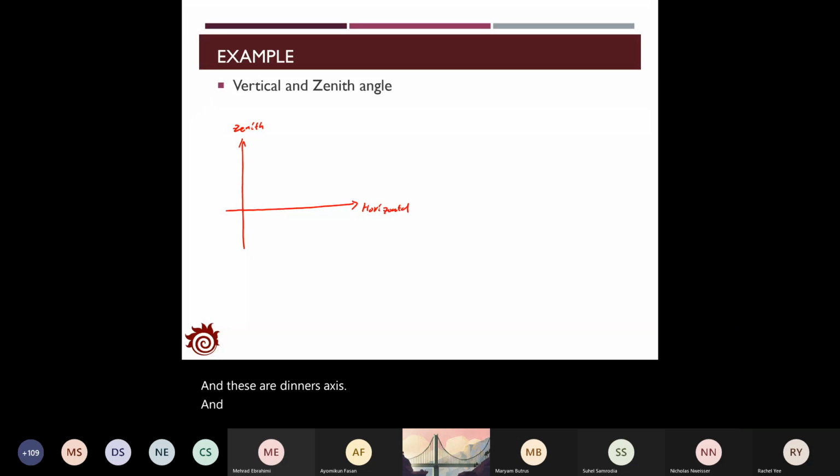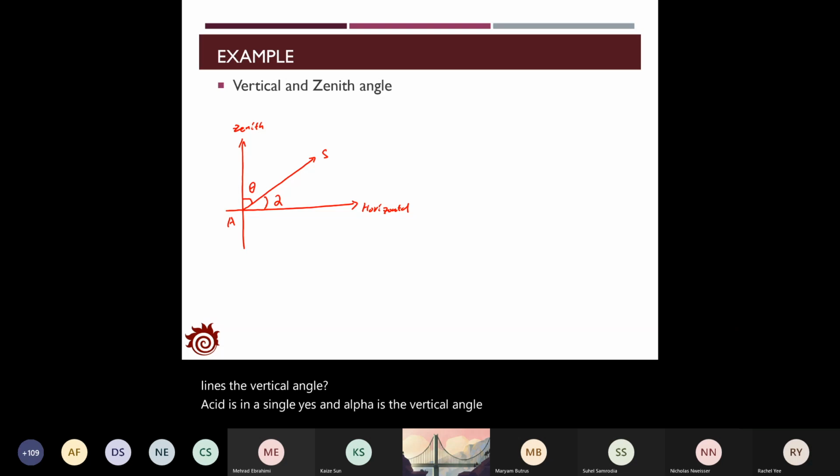And now let's consider a direction from A to S. In this case, we will have two angles, theta and alpha. For these two angles, which one is the Zenith angle? Which one is the vertical angle? Theta is the Zenith angle, yes. And alpha is the vertical angle.